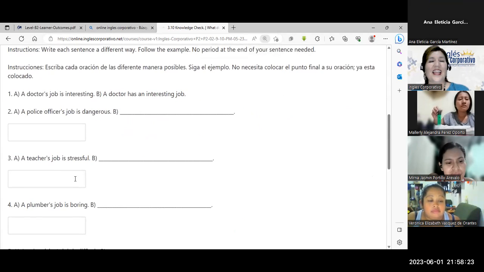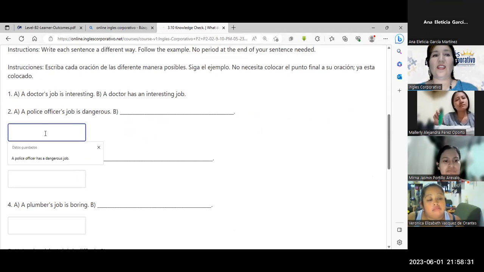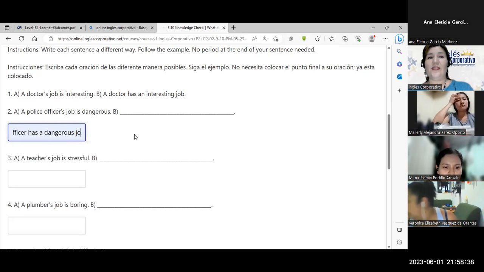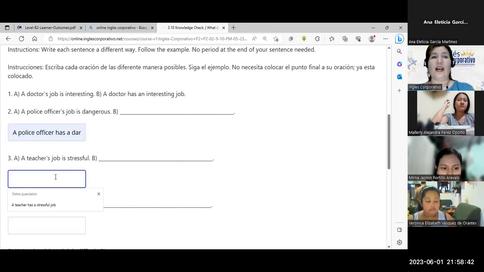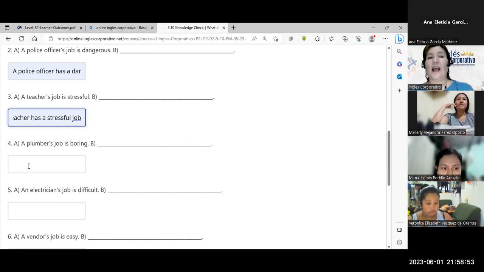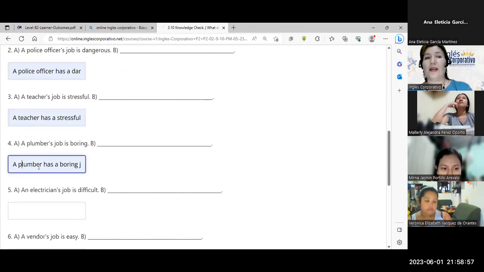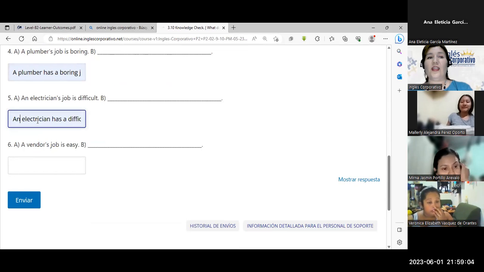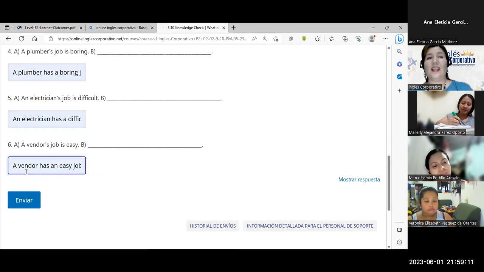In this one, we have a doctor's job is interesting. A doctor has an interesting job. A police officer's job is dangerous. A police officer has a dangerous job. A teacher's job is stressful. A teacher has a stressful job, right? That's how you have to make it. A plumber's job is boring. A plumber has a boring job. An electrician's job is difficult. An electrician has a difficult job. And a vendor's job is easy. A vendor has an easy job.